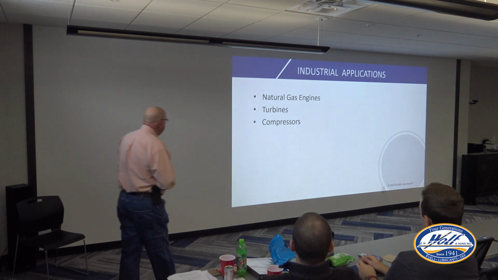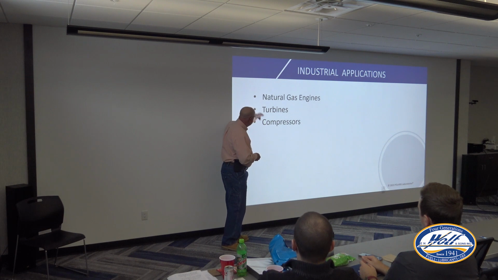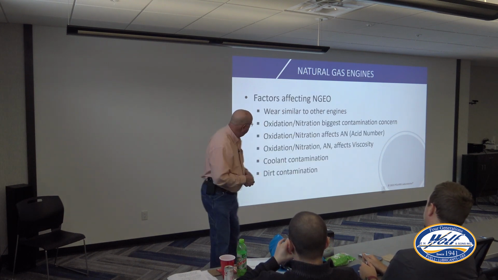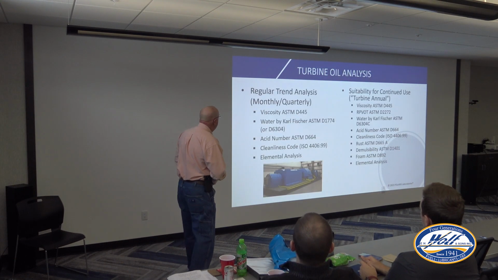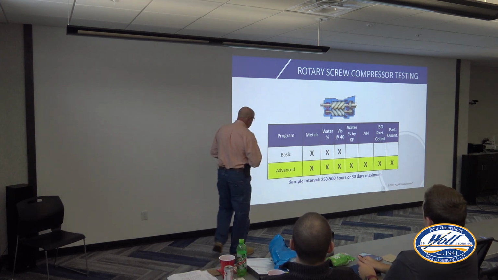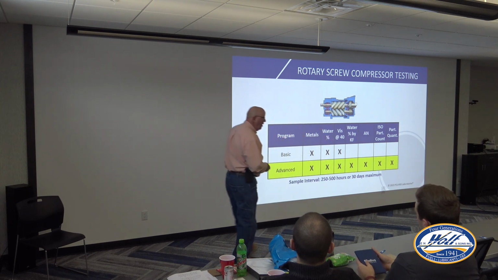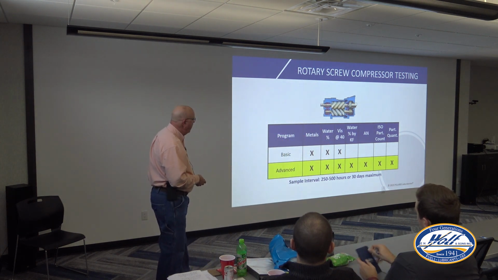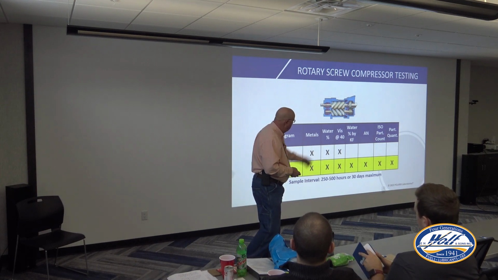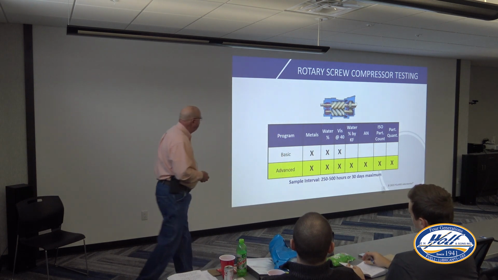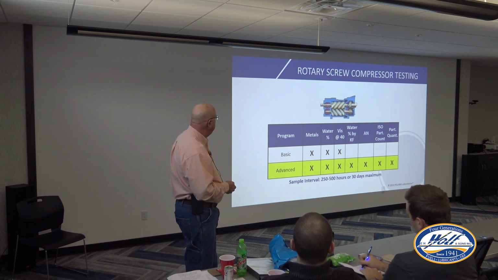Okay? Now, this is natural gas engines, turbines. I'm going to jump over that because nobody has natural gas, nobody has turbines. I will jump to the compressors. Okay, so if it's a rotary screw compressor, I want to see you running metals, water, viscosity. Water by Karl Fischer, if you want to know absolutely how much water is in that. I don't think that you have to run that. If you just run a water, I'm okay with that. And then an isoparticle count and a particle quantifier. Definitely an isoparticle count. I'm not so sold that you have to have a PQ.